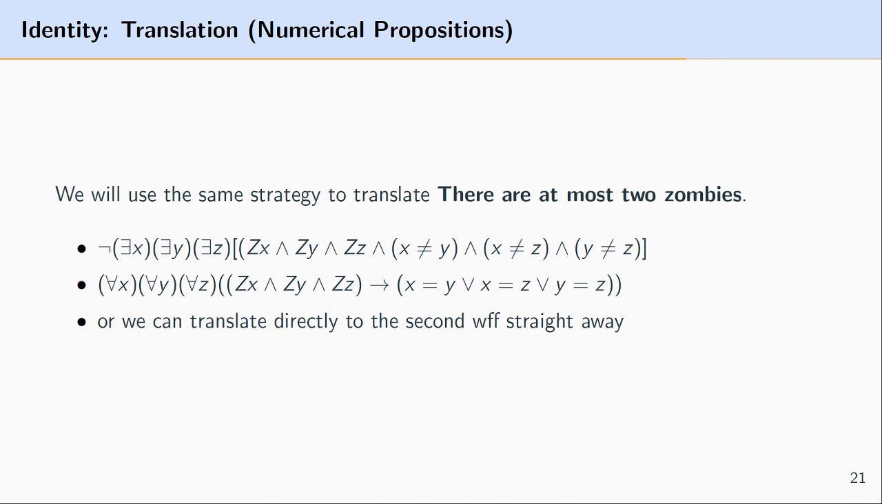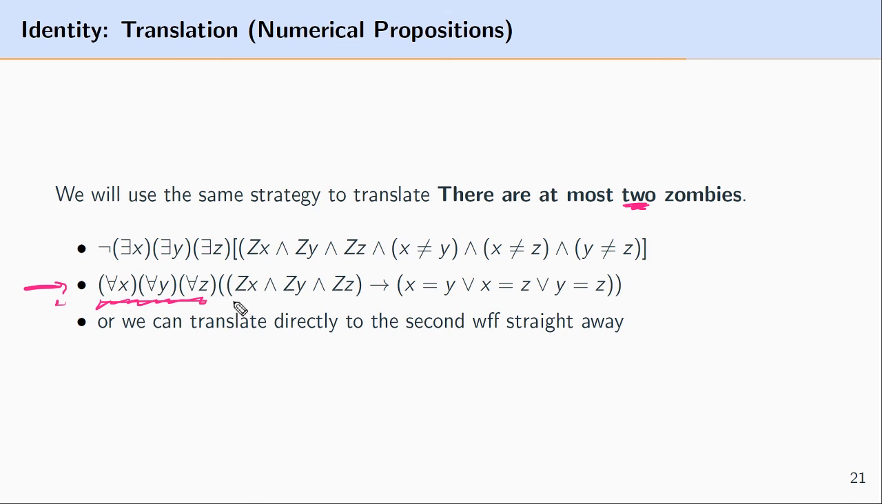It's worth pausing and thinking a little bit about this second formula here. It consists of three quantifiers, and what we're saying with the sentence is there's at most two zombies. So if you have a general strategy, if it says there are at most two zombies, then you'll need three universal quantifiers. If you had at most three zombies, then you'd need four universal quantifiers.